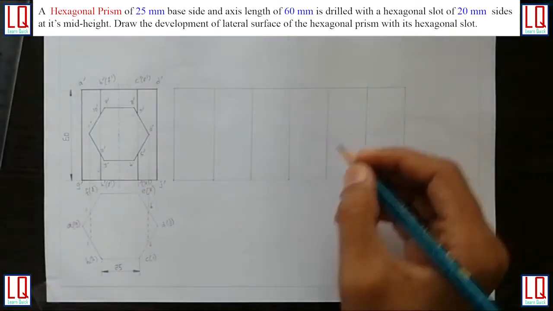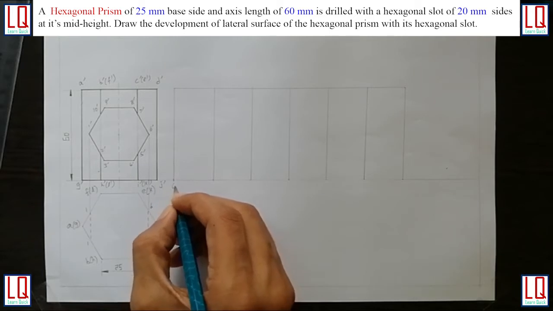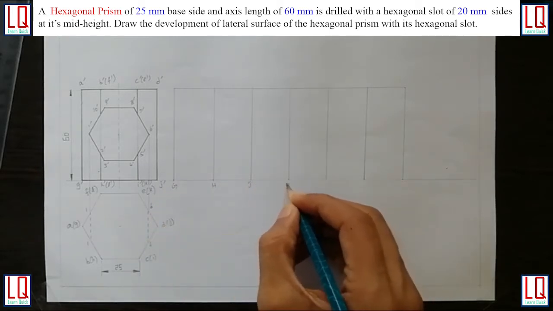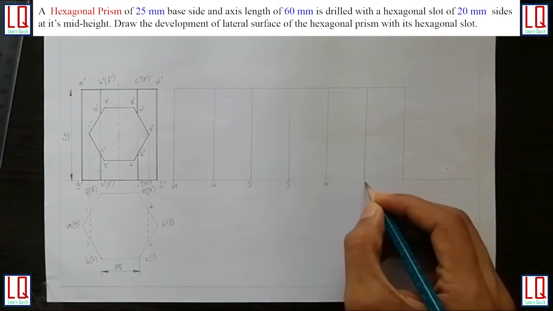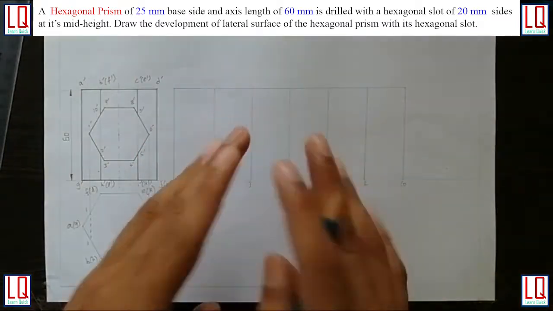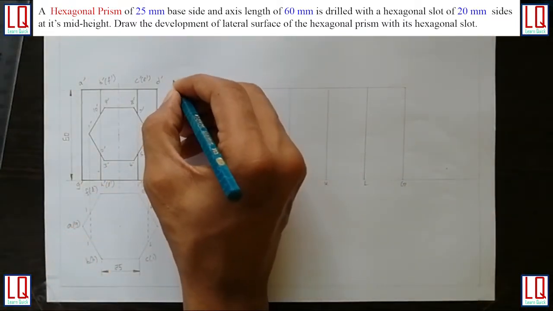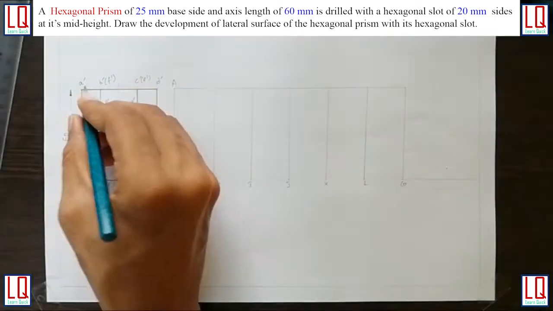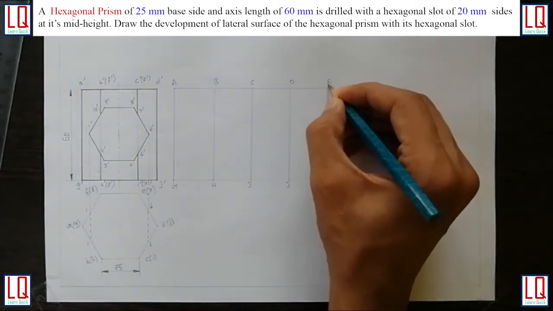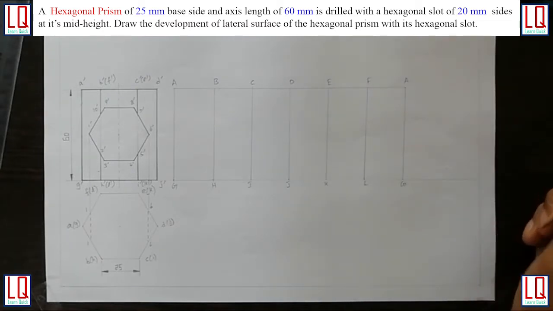So now we will name these base corners. We will start from the left, and this is our capital G, H, I, J, K, L, and again G. Since this is unfolded, if you fold it again, these 2 points will become the same. We will start from A here for the top hexagon, A, B, C, D, E, F, and again A.